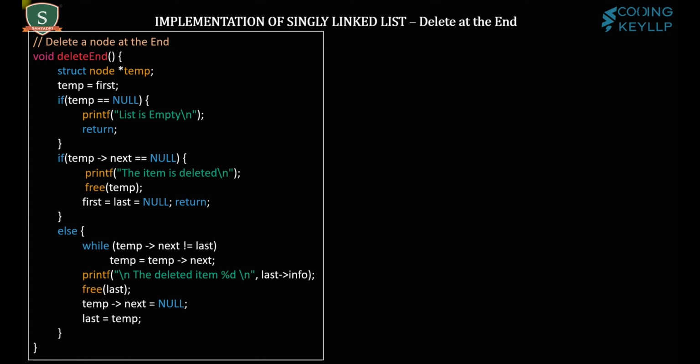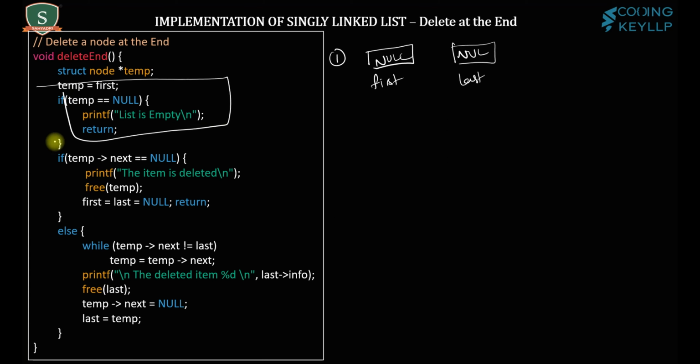Delete at the end is also very simple. The first condition is that both the first and last variables have null values. It means that the list is empty. So, temporary is equal to first. Initially the first value is null.